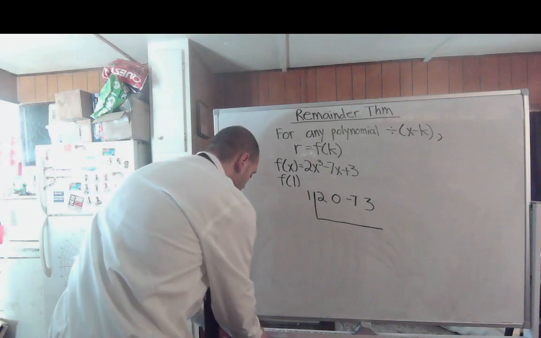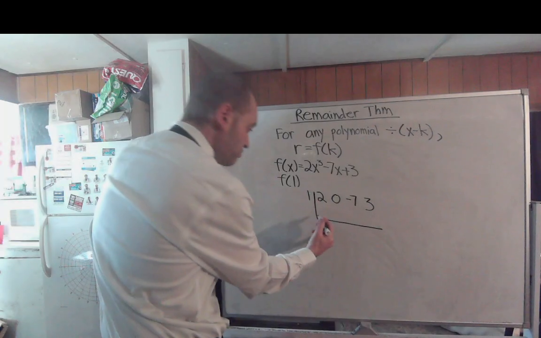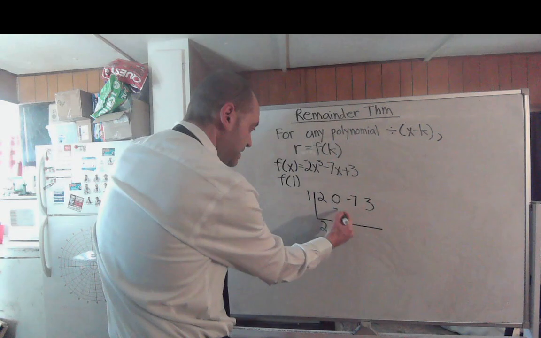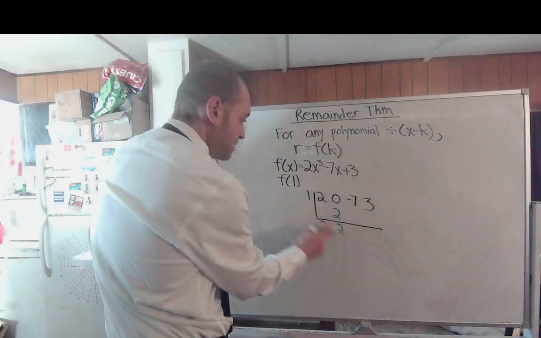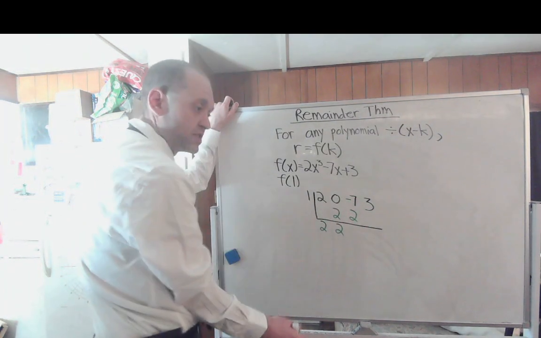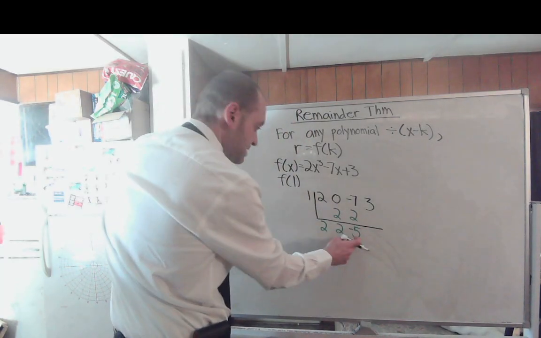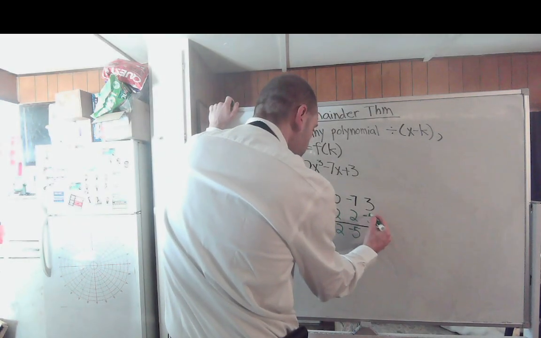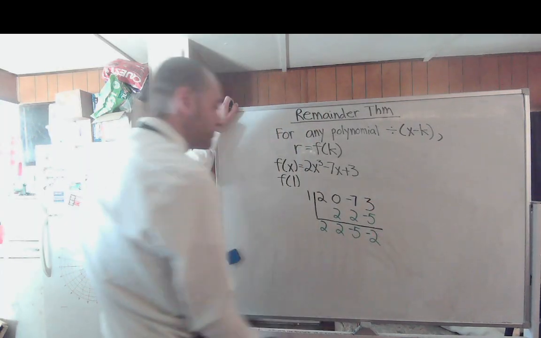So let's go ahead now and do the synthetic division. Bring down your 2. 1 times 2 is 2. Add that to 0. 0 plus 2 is 2. 1 times 2 is 2. So negative 7 plus 2 is negative 5. All right, 1 times negative 5 is going to end up being negative 5. 3 minus 5 is negative 2.